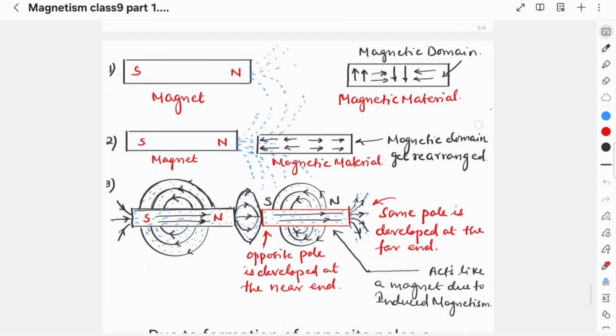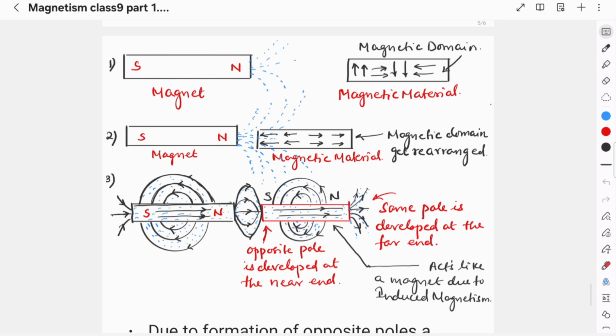Now this has been explained by this diagram. In the first part we have this magnetic material, which is far away from the magnet. Okay, now in the second part you see this magnetic material is brought very close to the magnet. Now it comes under the influence of the magnetic field of this magnet. So near the pole we have a strong magnetic field. So now due to this magnetic field, the magnetic domains start rearranging.